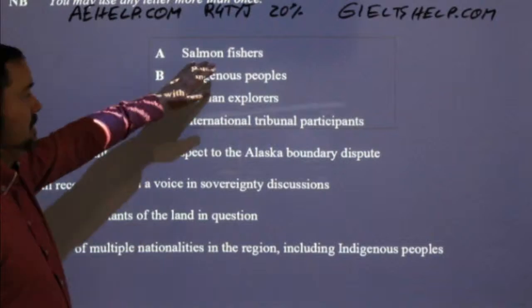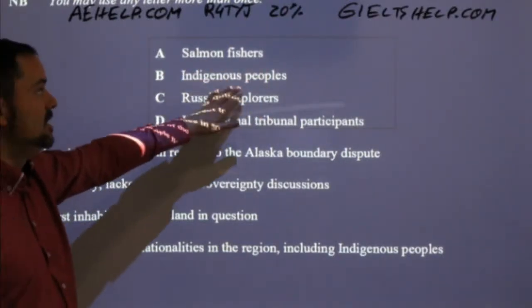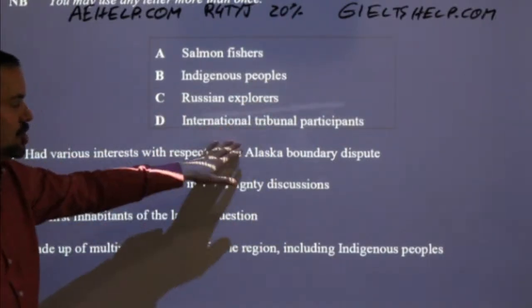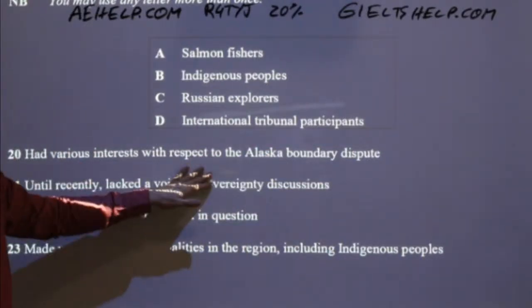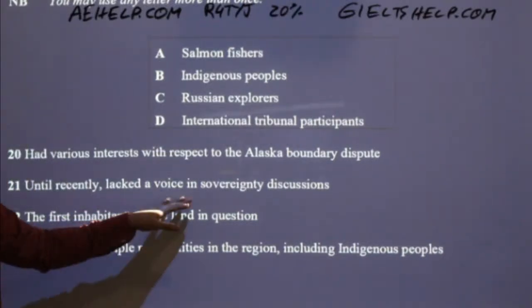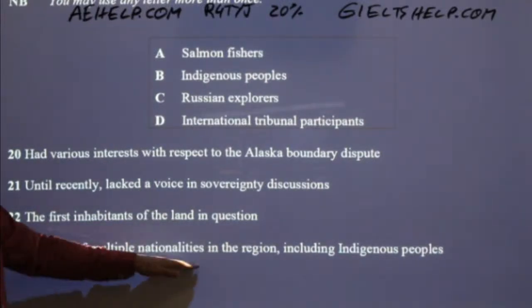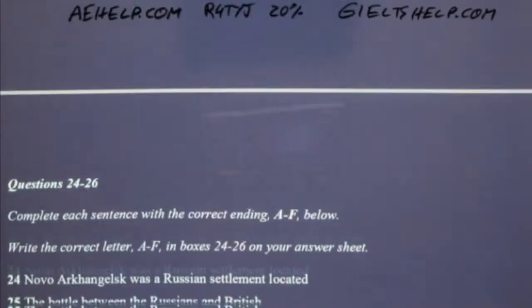So I know that there will be some information about salmon fishers, indigenous peoples, Russian explorers, and international tribunal participants. Had various interests with respect to the Alaska boundary dispute. Until recently lacked a voice in sovereignty discussions. The first inhabitants of the land in question, made up of multiple nationalities in the region, including indigenous people. Okay, fine. So some useful information for me there.